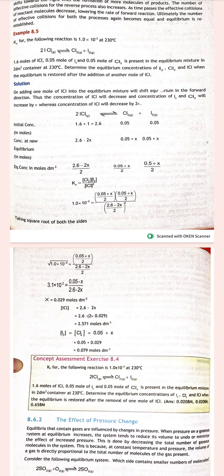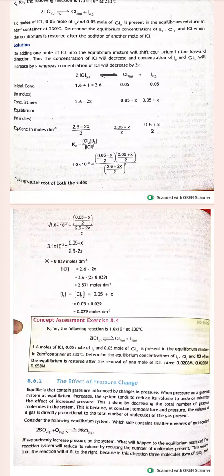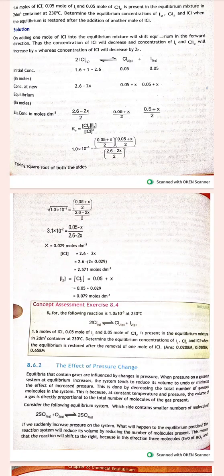Here we have example 8.5. Kc for the following reaction is 1 into 10 to the minus 3 at 230 degrees C. 2 ICl gives us Cl2 plus I2. So here we have 1.6 moles of ICl, 0.05 moles of I2 and 0.05 moles of Cl2 present in the equilibrium mixture in a 2 decimeter cube container at 230 degrees C. Determine the equilibrium concentration of I2, Cl2 and ICl when the equilibrium is restored after the addition of another mole of ICl. Now we have the solution.